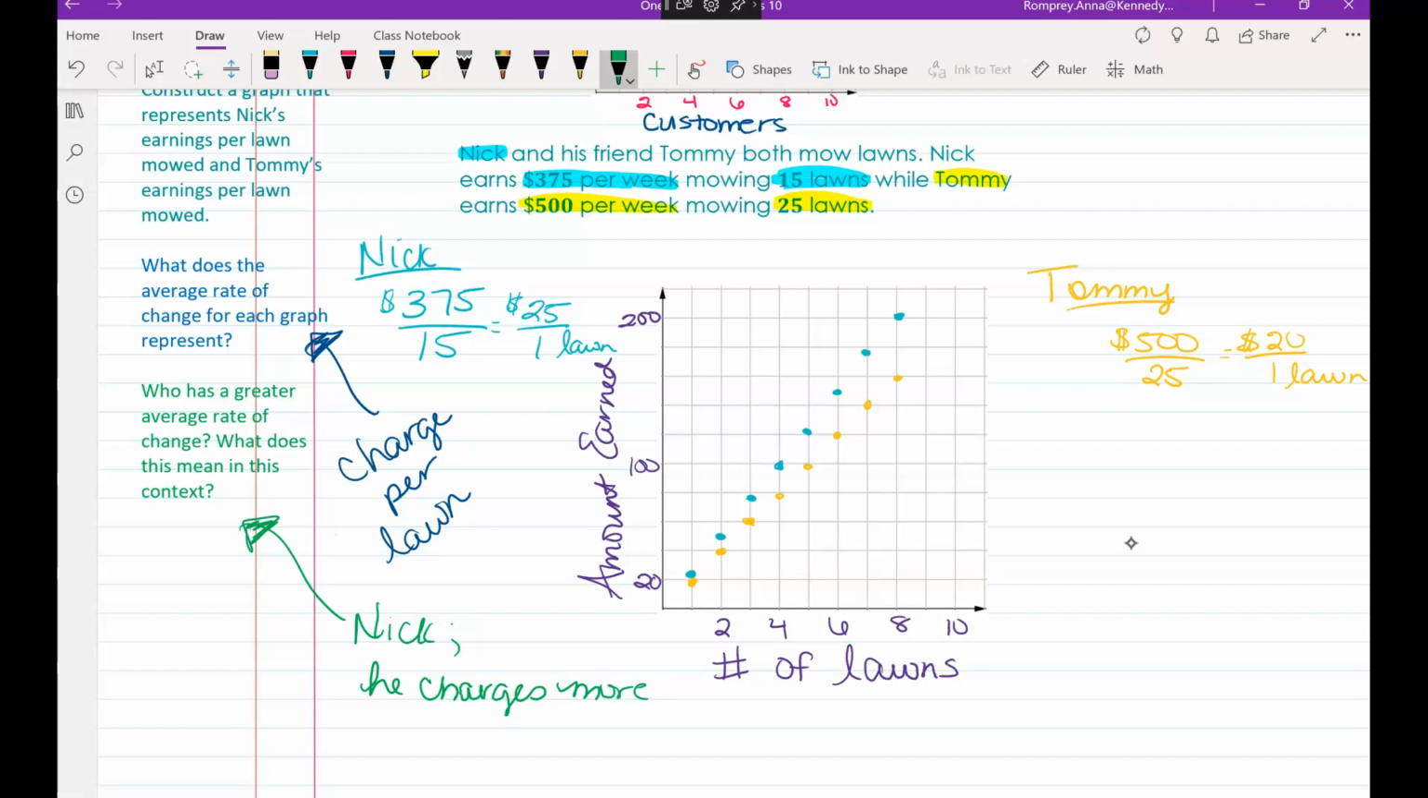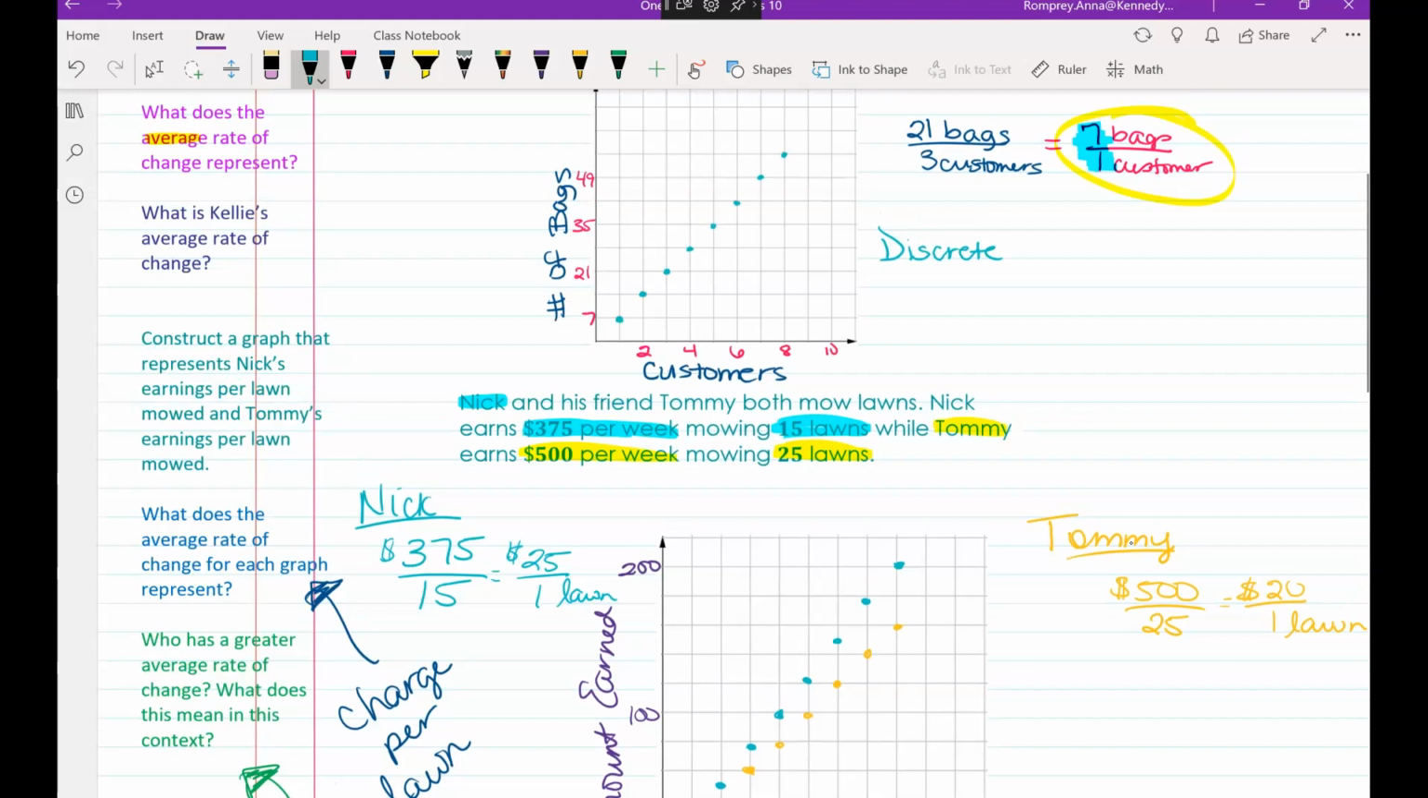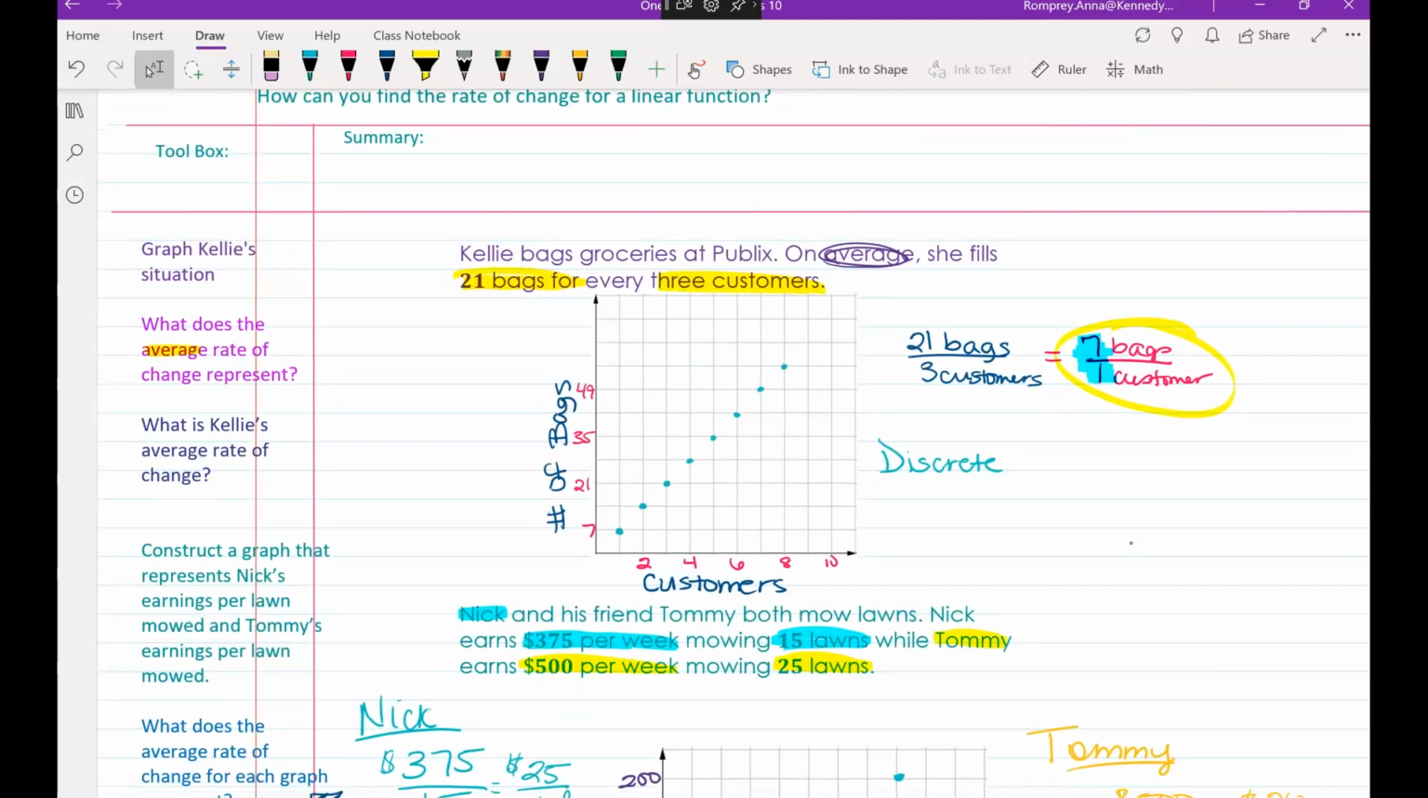Awesome. So average rate of change, we're really just going to focus and dive deep into graphing things that are linear in this unit. So if you look at both of these scenarios, the one about Nick and Tommy, if we had 0 lawns, we're making $0. So they both have an initial of 0, 0. Same thing up here. If she has no customers, well, she can't bag any groceries. So we have no y-intercept so far. Well, we have a y-intercept. It's the origin. It's 0, 0.